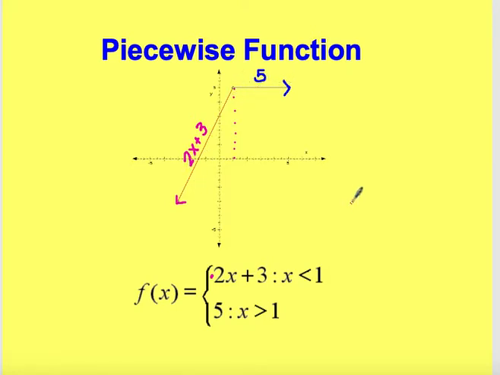So if I needed to do the domain and range for this, you can see left to right, I'm going to have a value everywhere except at 1. There's no value at 1. There's a little open circle here. So my domain is going to be all values of x such that x cannot equal 1.